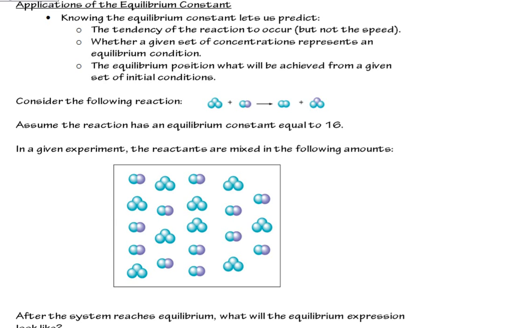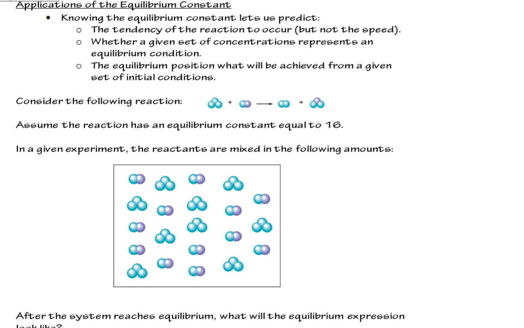It lets us tell whether a given set of conditions represents equilibrium, whether these pressures or concentrations represent a system at equilibrium. And if not, we can predict where the equilibrium position needs to lie in order to reach equilibrium. Do we need to shift more forward? Do we need to shift more reverse in order to achieve equilibrium?